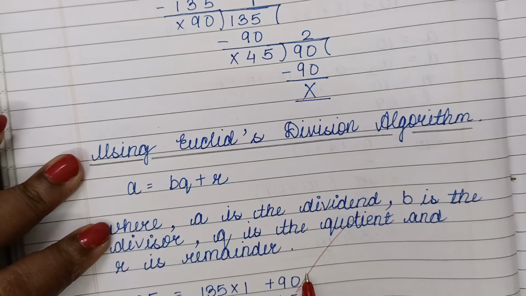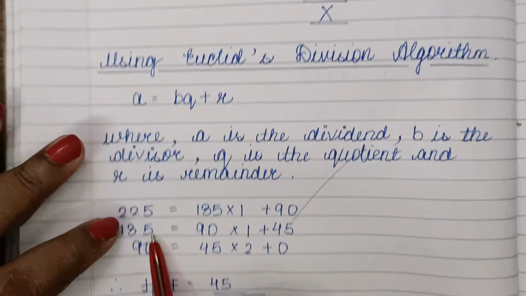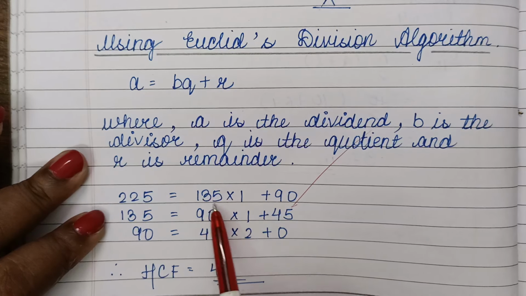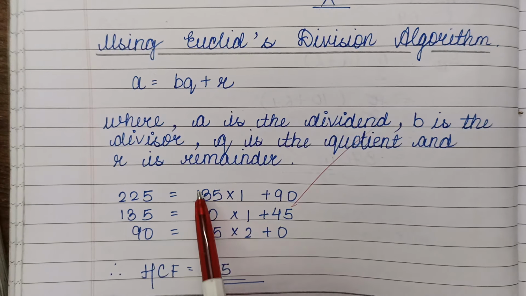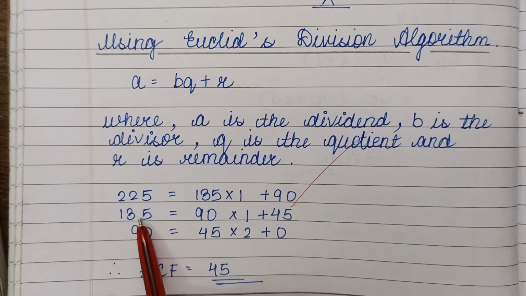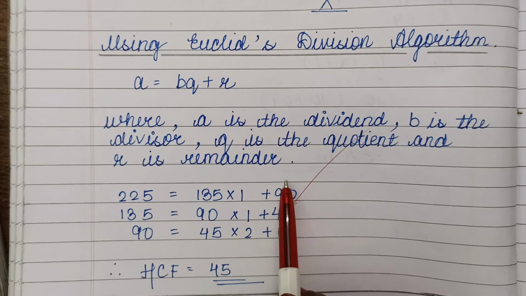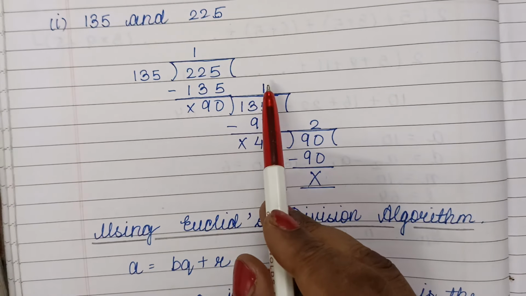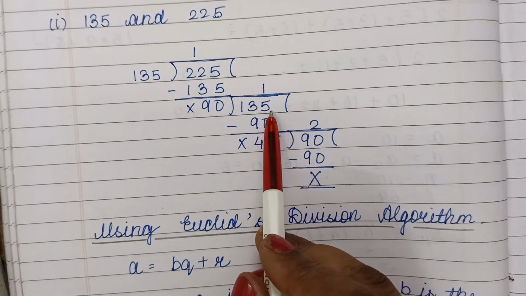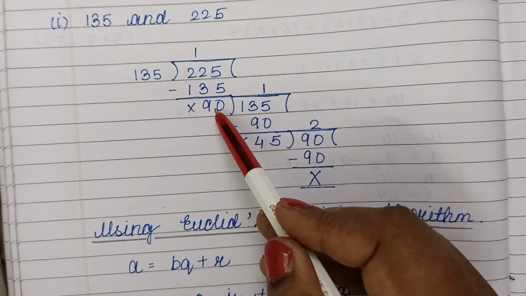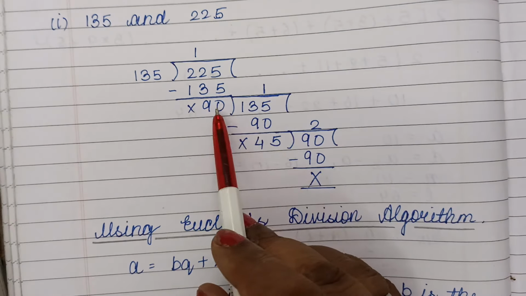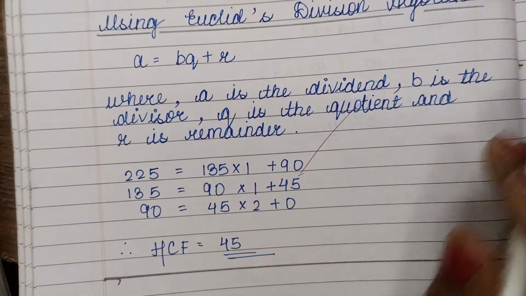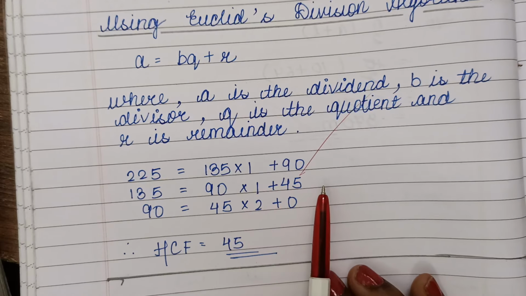Now what we do, we take this remainder and write it down here. We take this divisor and keep it here. So 135 equals, now you start with this. You just see here, it is 90 into 1. What is there? b into q, b into q plus r. So 90 into 1 plus r, that is 45. So 90 into 1 plus 45.